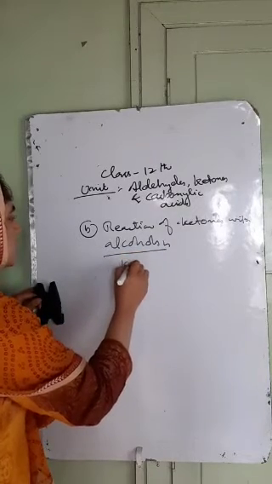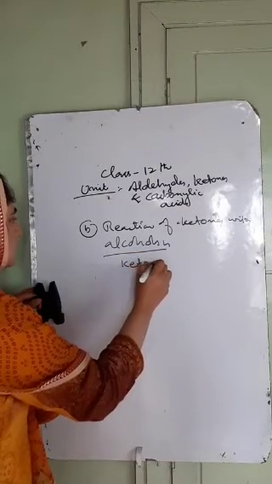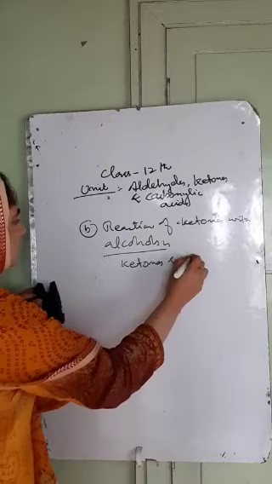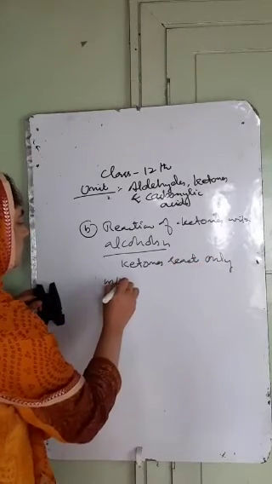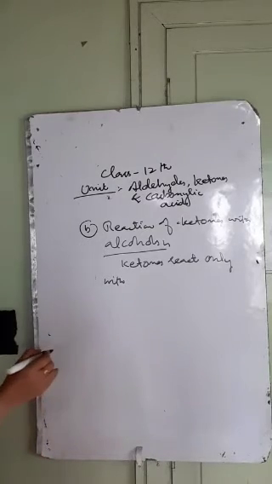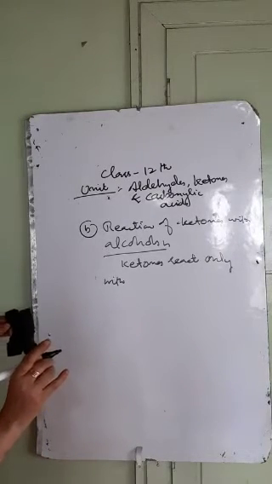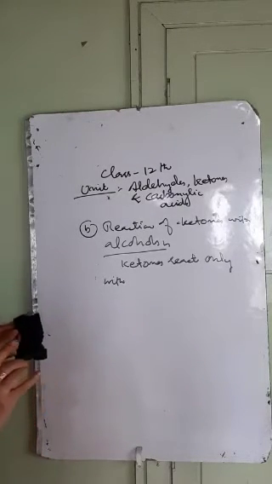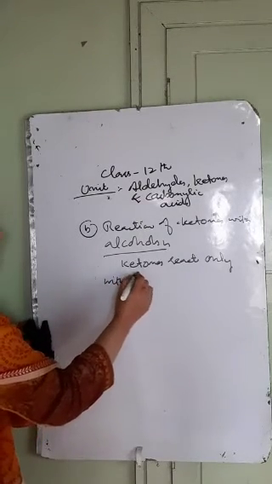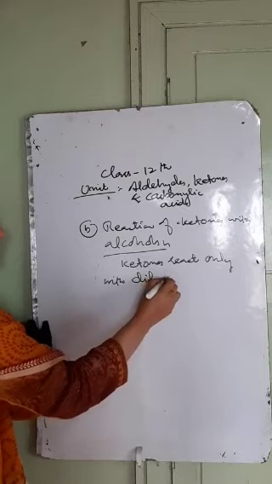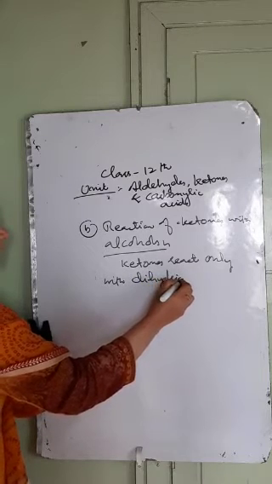So ketones react only with, not secondary, sorry, not secondary alcohols, but the dihydric alcohols which contain the two OH groups. Ketones react only with dihydric alcohols.